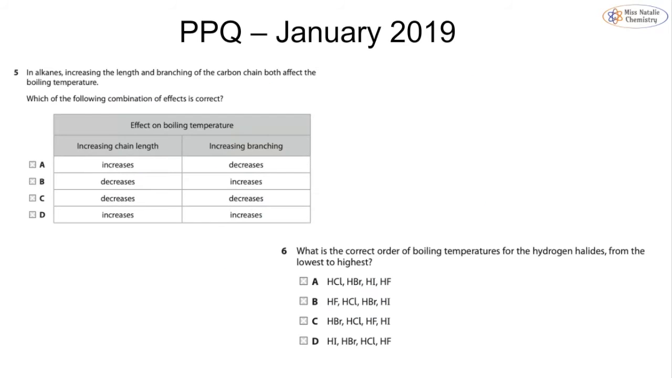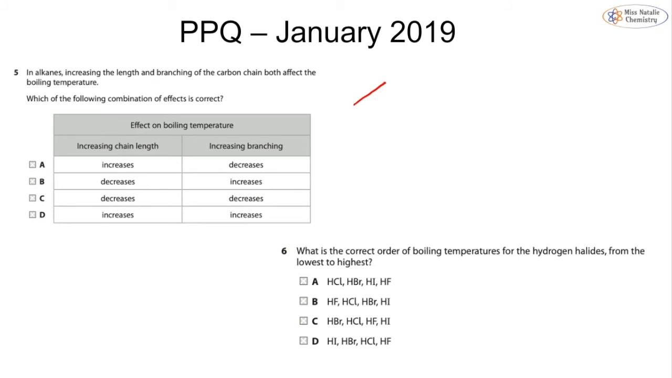So let's have a look at some past paper questions just to finish off. So this is some multiple choice questions from the January 2019 paper. So in alkanes, increasing the length and branching the carbon chain both affect the boiling temperature. What combination of effects is correct?